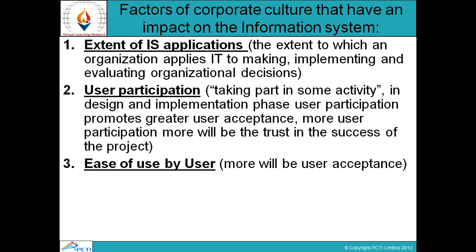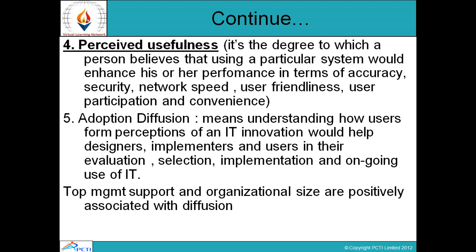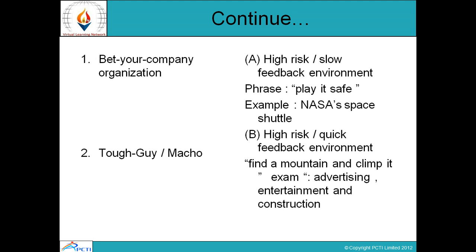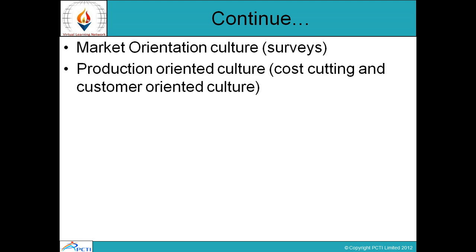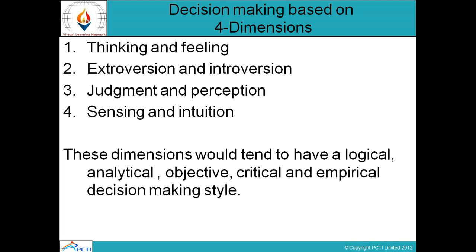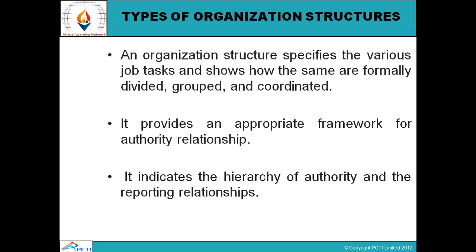Apart from this, we have also discussed different parameters which can affect the information system of the organizations. Then we have discussed different types of corporate cultures. There were also some parameters which help or participate in the decision making process. Decision making dimensions were covered in today's session.